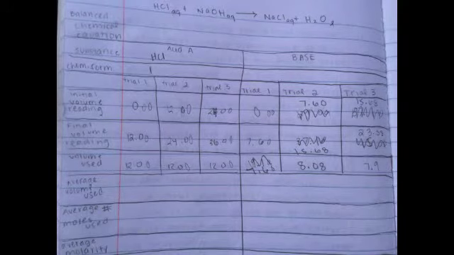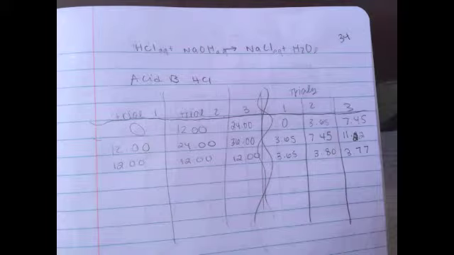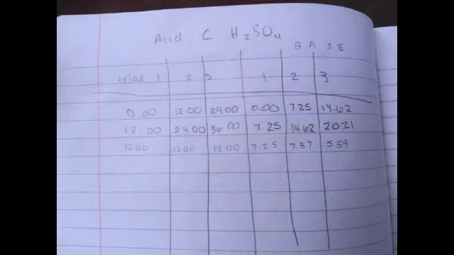Discussion. After comparing our results with Lily and Yen's group, we found that our group used less milliliters of base to turn the solution pink than their group. Again, for acid B, we found that our data was less as well. Although for acid C, our use of milliliters was greater than theirs.